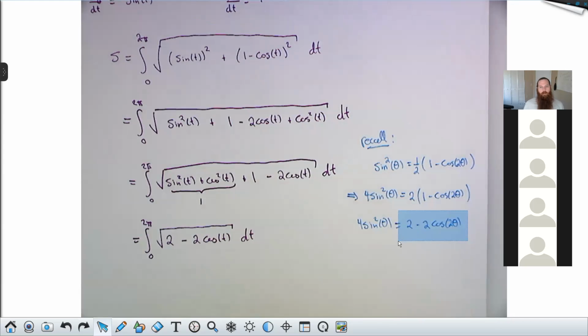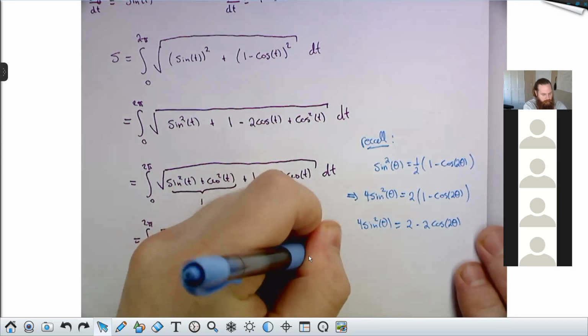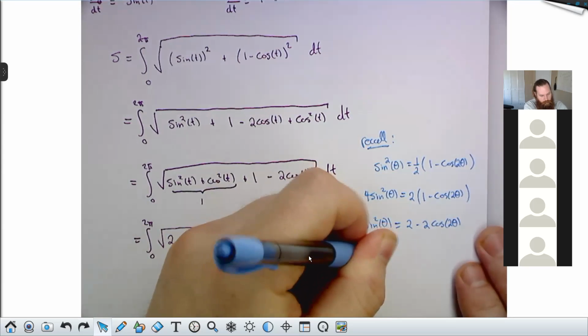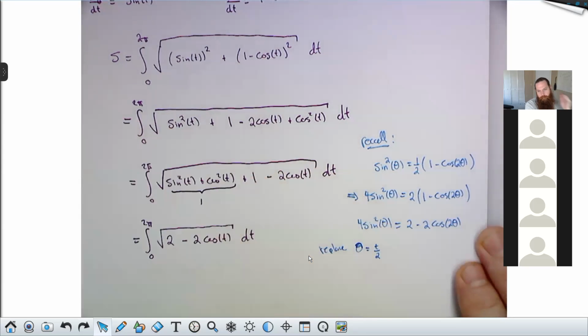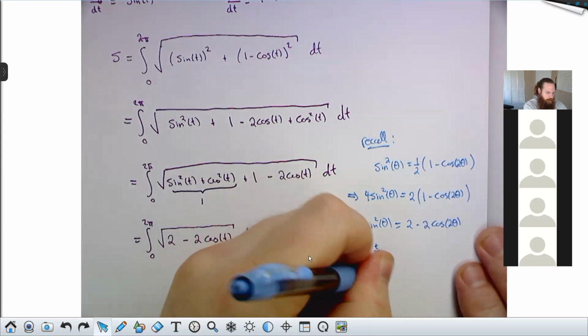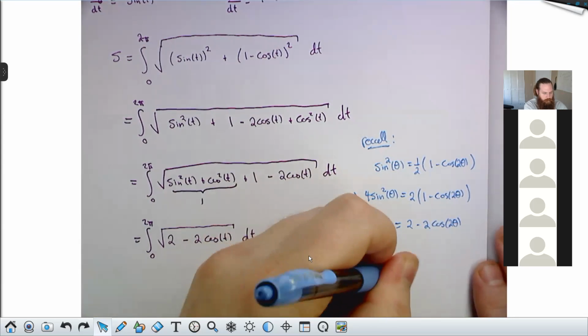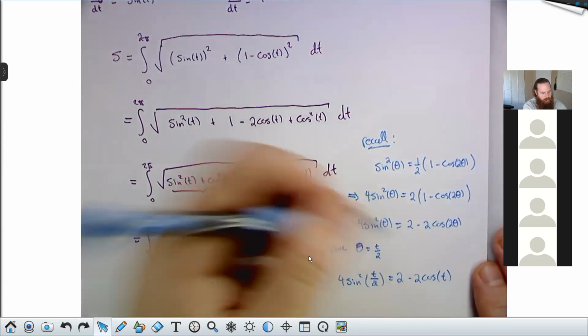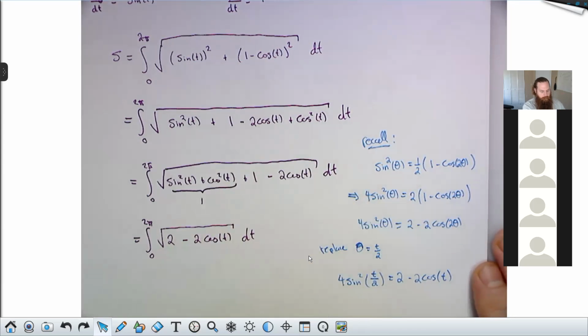This is the sort of thing I want, right? This is looking a lot like what I have here. And conveniently, the thing on the left-hand side here is a perfect square, which is nice because I want to take the square root of this. So now if we replace theta equals t over 2, this becomes 4 sine squared of t over 2 equals 2 minus 2 cosine of 2t over 2, which is t.